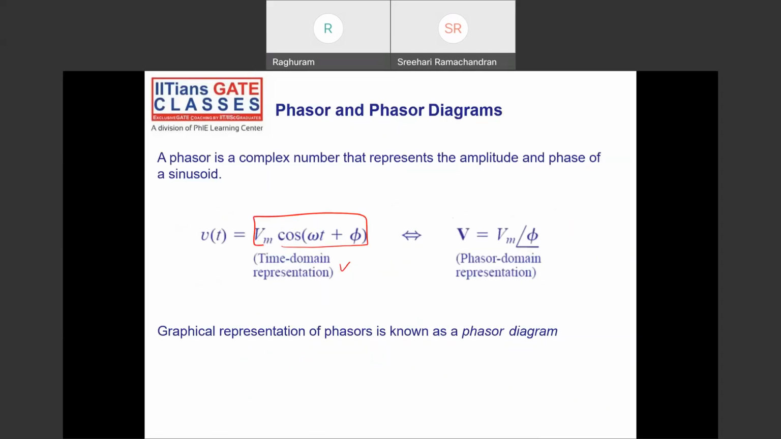Okay, graphical representation of these phases is known as phasor diagram. Phasor representation is this one, and the graphical representation of these are known as phasor diagram. People usually get confused. Phasor diagrams are very important. All your electrical guys, the machines, power systems, everything revolve around phasor diagrams only.